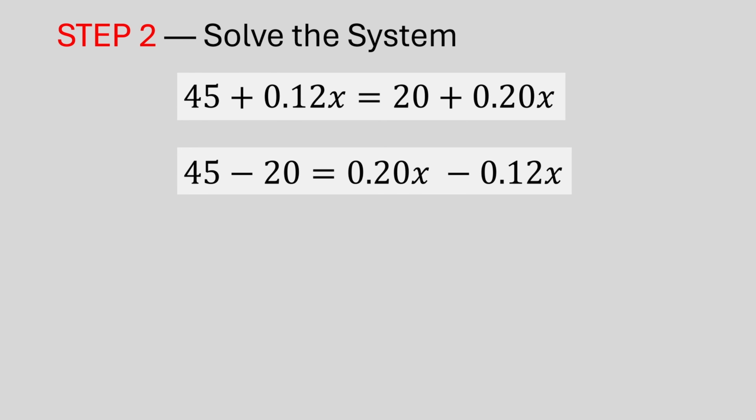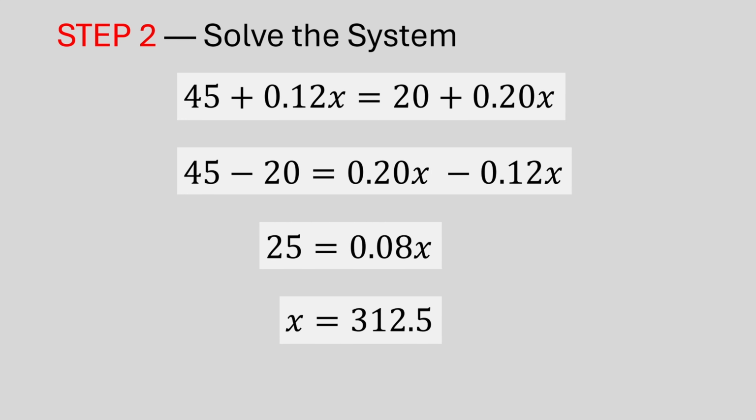Subtract 20 from both sides. 45 minus 20 equals 0.20x minus 0.12x. 25 equals 0.08x. Divide both sides by 0.08. x equals 312.5. So at 312.5 kilometers, both travel options cost exactly the same.